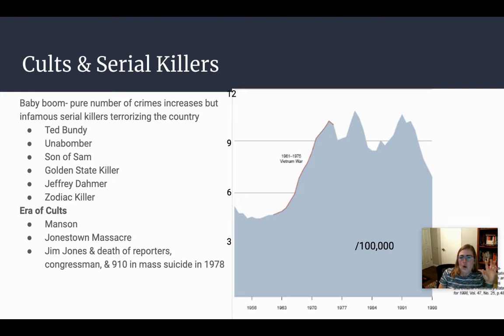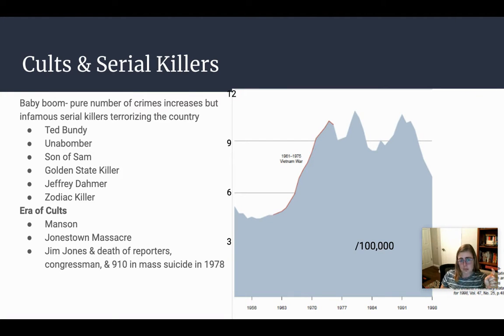So we know that under the baby boom, the pure number of crimes are going to increase just because there's an increase in the number of kids, essentially, or young adults in the country. So statistically, we are going to see a rise, but more of it is a pure number just because there are more young people. And I'm not saying all young people commit crimes, just that if there's a sheer larger number of them, you're more likely to have crime happen.